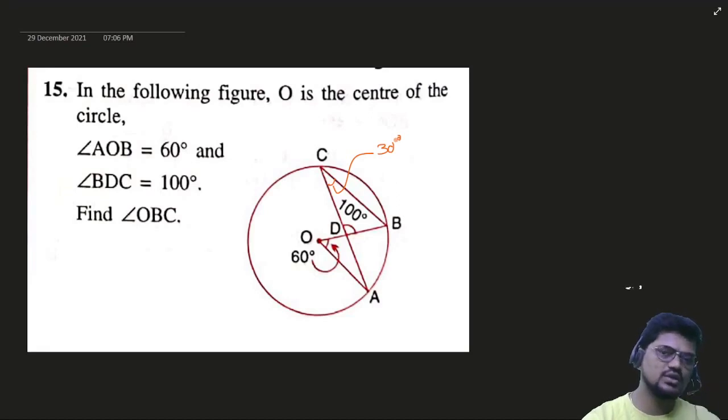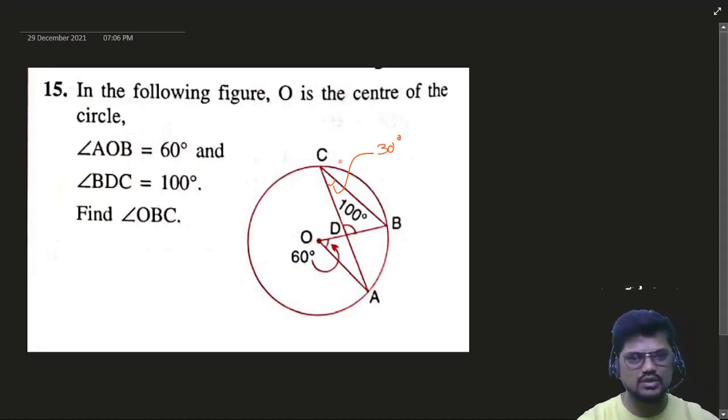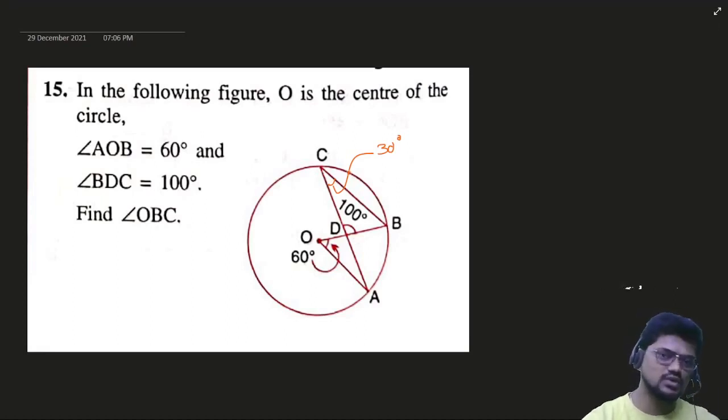Then in triangle DCB, you can use the angle sum property of a triangle to get the angle. What is angle DBC? Can you explain again angle OBC?